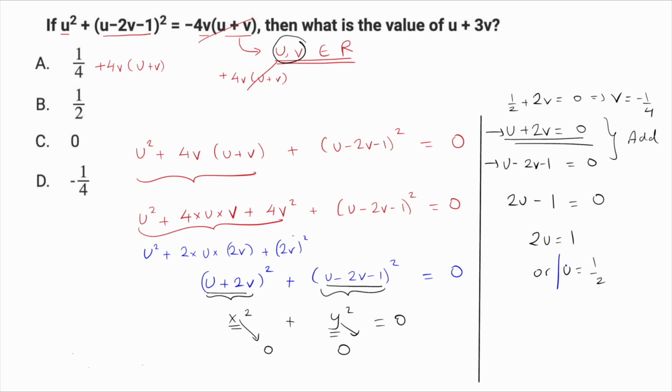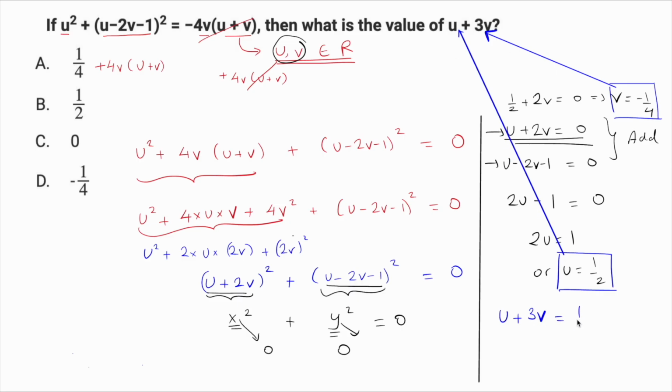So we have figured out u as 1 by 2 and v as minus 1 by 4. Let's plug in the values in this given expression. We want to find out u plus 3v. That will be equal to 1 by 2 plus 3 into minus 1 by 4. This is half minus 3/4. Half minus 3/4 is minus a quarter, minus 1 by 4. And this is the answer to our question, the D option.